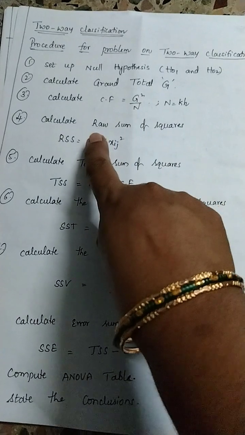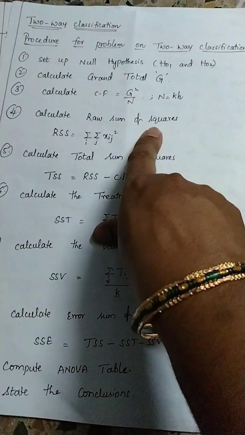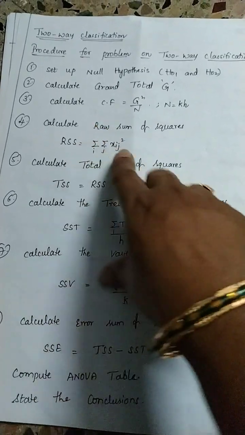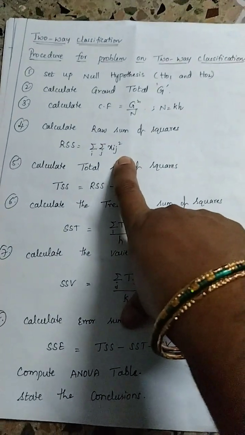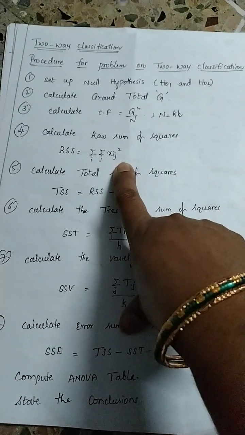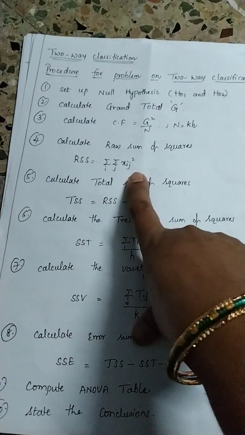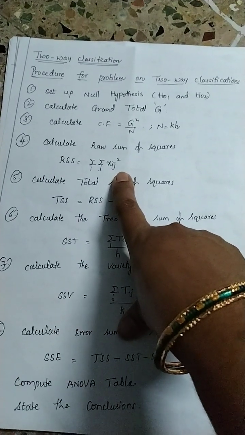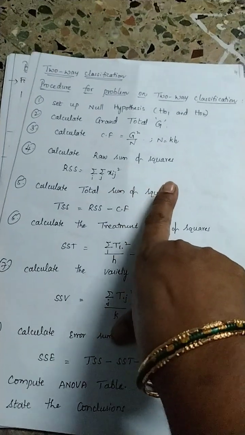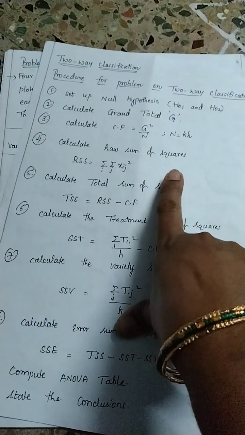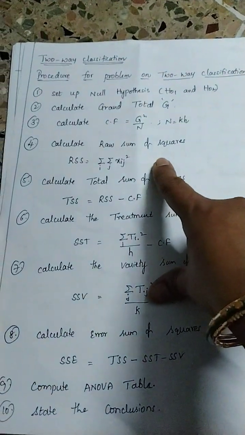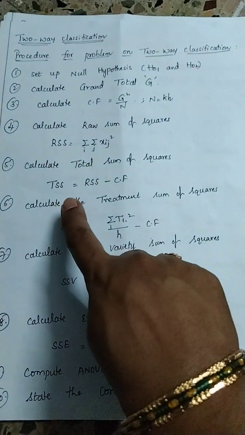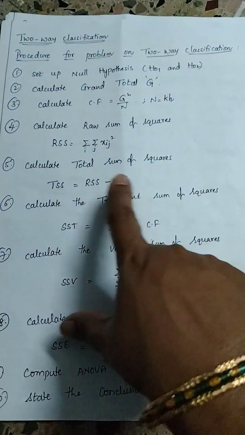Next, calculate the raw sum of squares. Not rho, it is raw sum of squares. As you already know, raw sum of squares is nothing but squaring each value and adding: x square plus y square plus z square, like that. Similarly, whatever values you have, you find out. Now calculate the total sum of squares. Total sum of squares is equal to RSS minus correction factor.